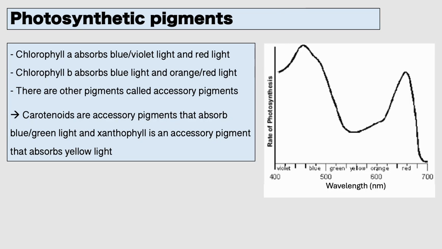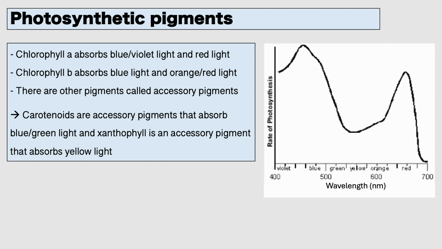Okay, now moving on to photosynthetic pigments. The two main types of chlorophyll are chlorophyll A and chlorophyll B. Chlorophyll A is the most abundant pigment, and it absorbs blue/violet light and red light. And chlorophyll B absorbs blue light and orange/red light. The leaf also contains accessory pigments which allow the leaf to optimize on the light absorbed by absorbing the wavelengths of light that chlorophyll won't.